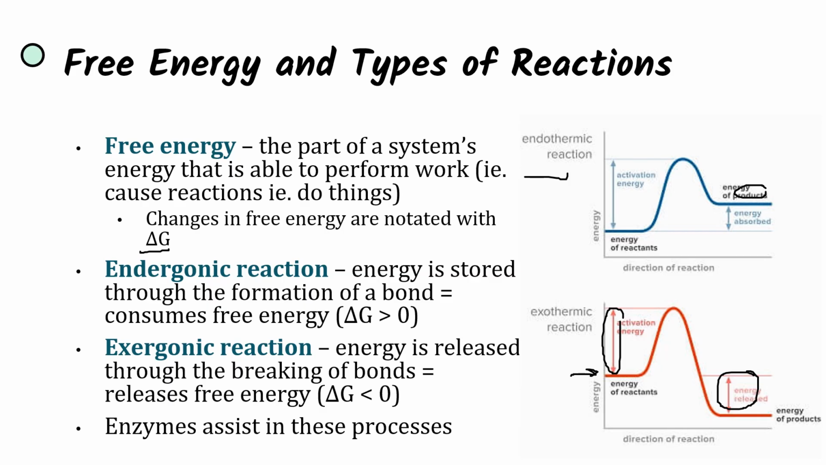And as such, you get a negative change in free energy. The product has less energy than the reactants because all of it has been released. Enzymes assist in these processes by lowering the activation energy and separating anabolic and catabolic processes. Additionally, similar processes are located near each other to make it easy to create this breaking-making connection.